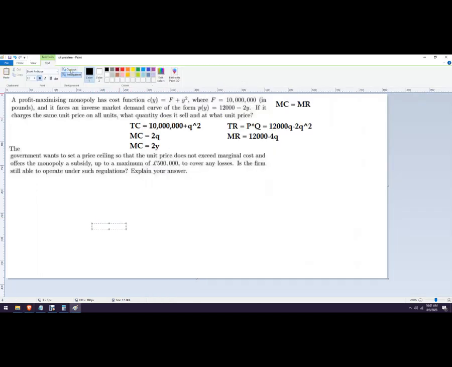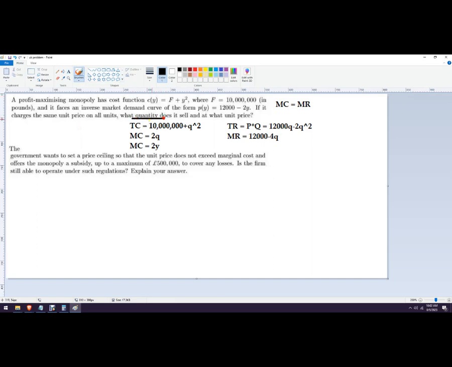So what quantity does it sell? We now know that because we just looked on the graph there. So 2,000.